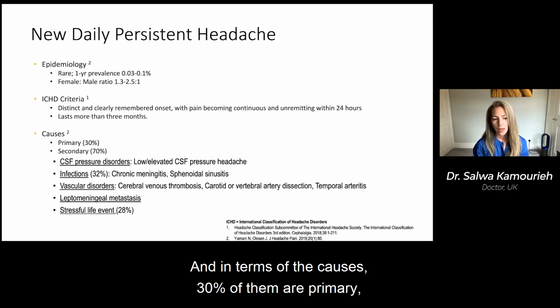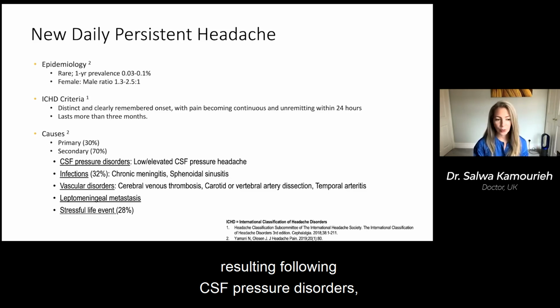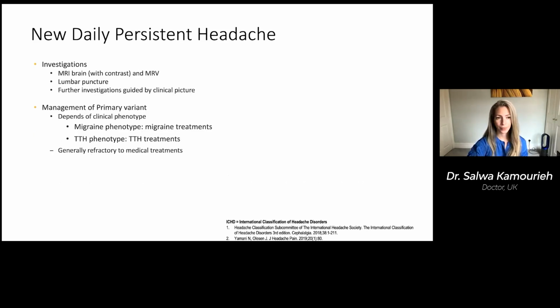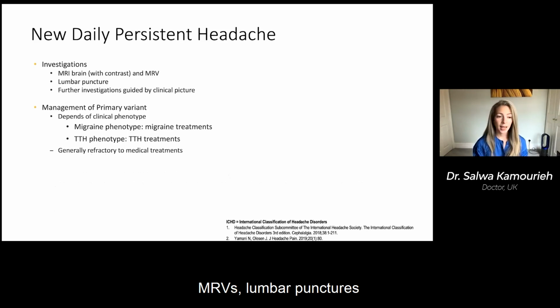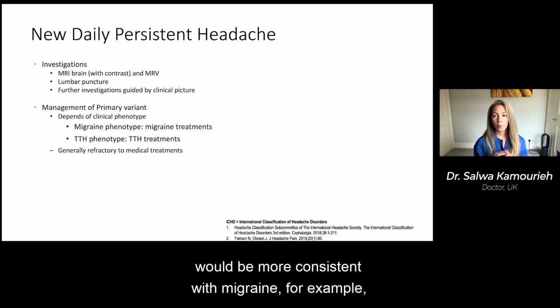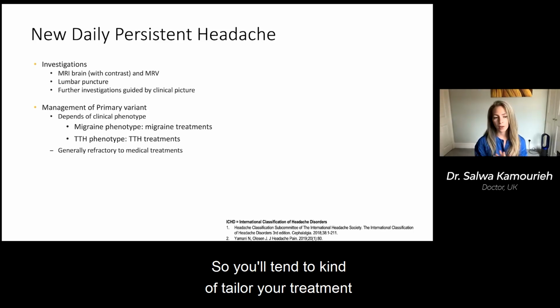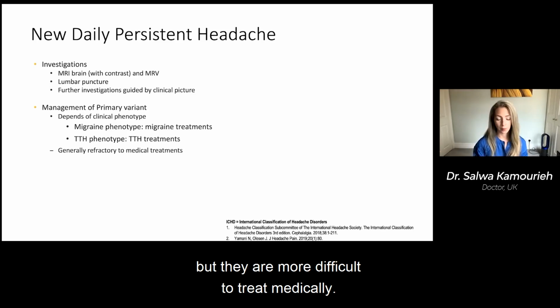And in terms of the causes, 30% of them are primary, 70% of them are secondary, resulting following CSF pressure disorders, infections, vascular disorders, or even stressful life events. And in terms of investigations, you would do this by way of MRI with contrast if needed, MRVs, lumbar punctures, and then really you're going to be very much guided on the clinical picture. And in terms of management, we tend to manage the primary variant. So a lot of the new daily persistent headaches, when you dig a bit deeper into the phenotype of the headache, would be more consistent with migraine, for example, or maybe more consistent with a tension type headache. So you'll tend to tailor your treatment to the underlying primary variant, but they are more difficult to treat medically.